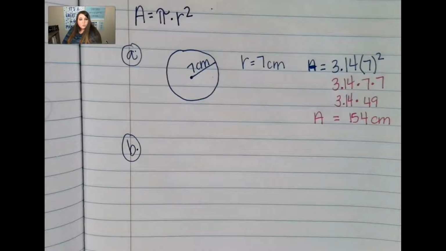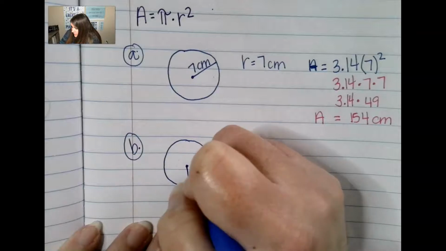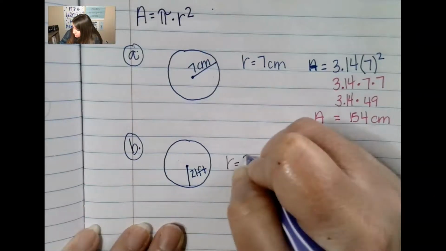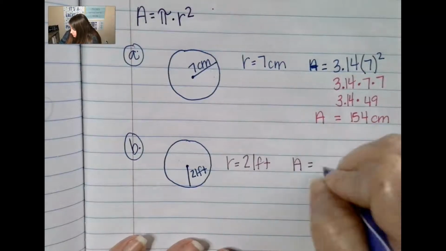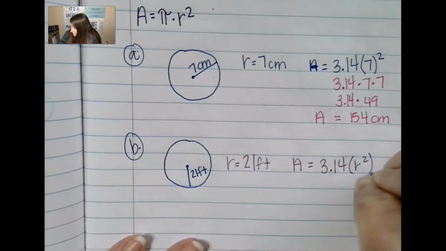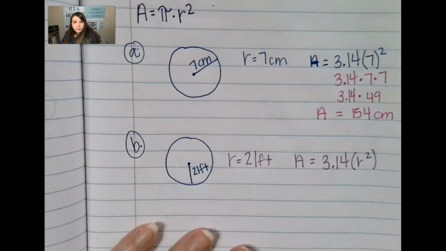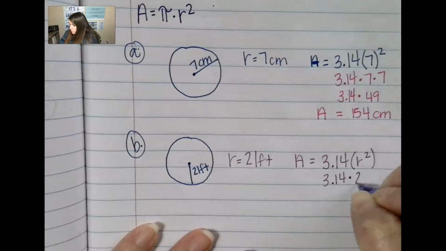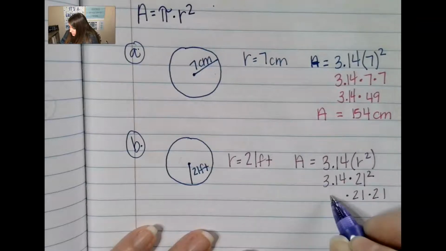We have a radius of 21 feet. We have a circle, and in this circle, we have a radius of 21 feet. So my r equals 21 feet. I can now use this formula, A equals 3.14 times the radius squared. And then we're ready to go. All right, here we go. 3.14 times 21 squared. That's 21 times 21 times 3.14.